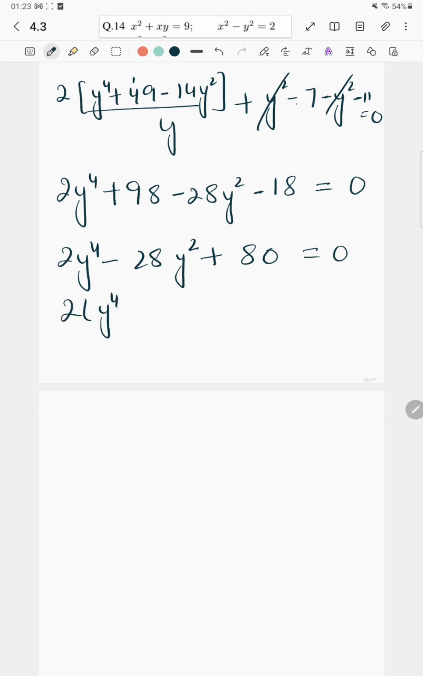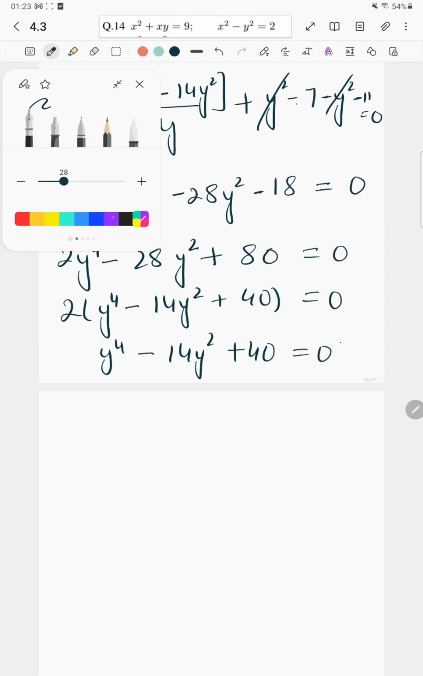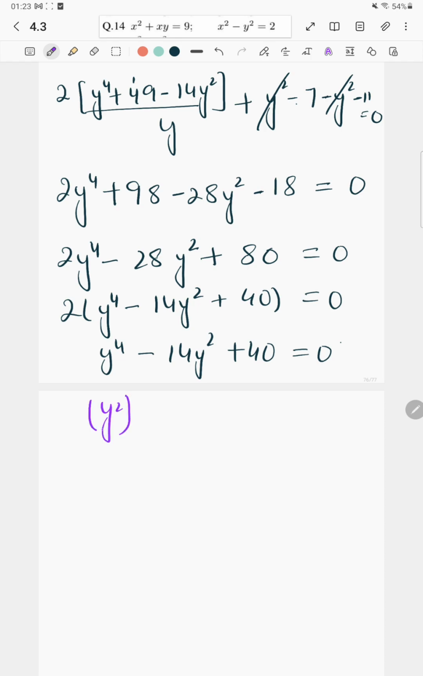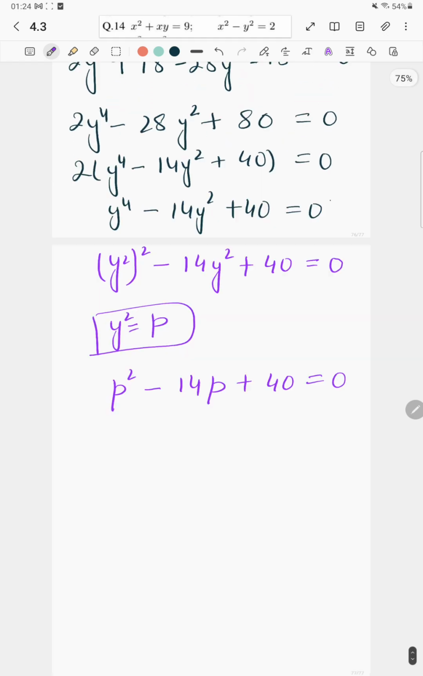So 2 common, y to the power 4 minus 14y square plus 40, which is equal to 0. Now using the quadratic equation, let's put y square is equal to p. So it's p square minus 14p plus 40 is equal to 0.